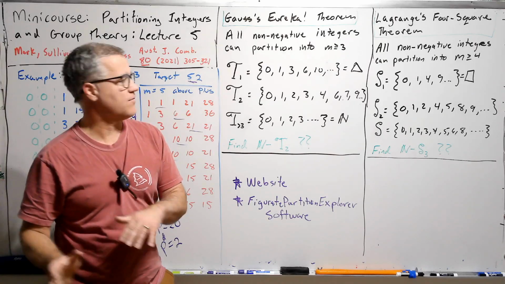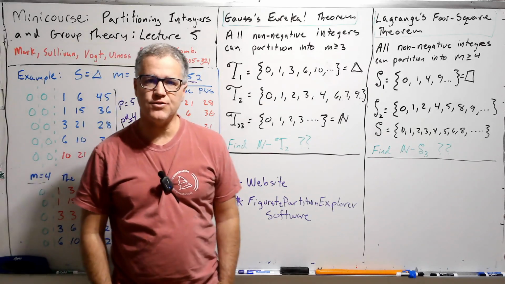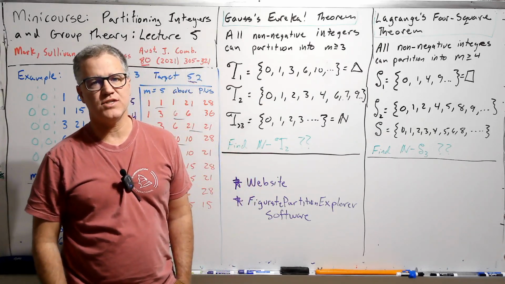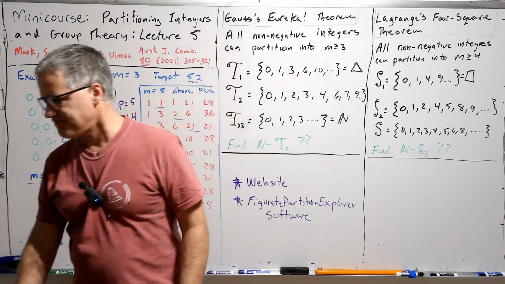Okay. All right, well, let's go to the software, go to the computer. We'll work with some of the software, and then we'll come back and look at two famous theorems, Gauss's Eureka theorem and Lagrange's four-square theorem. So we'll jump over to the computer now.